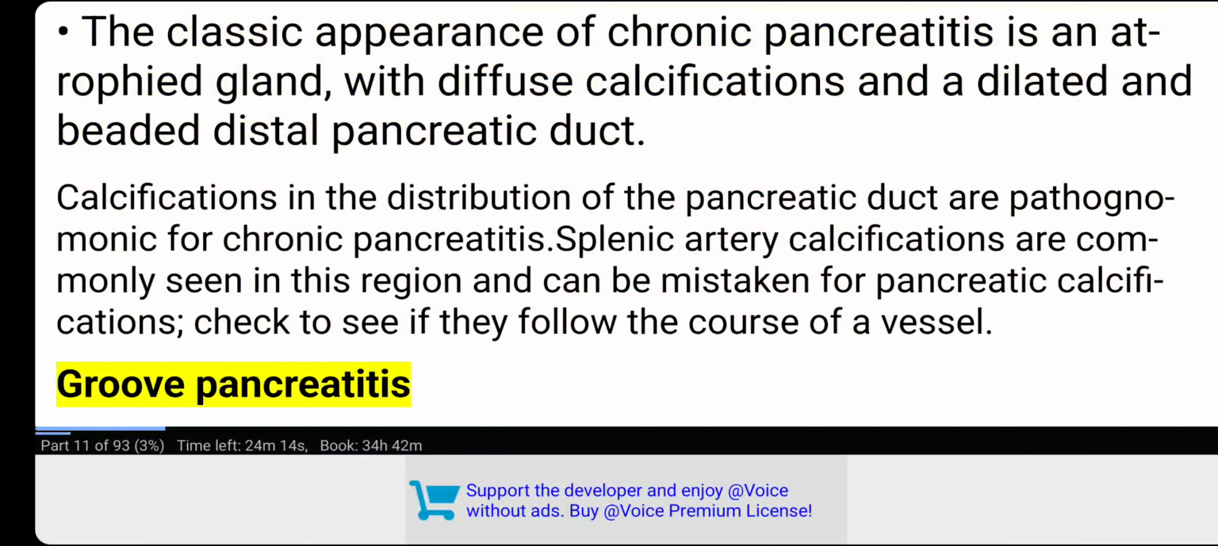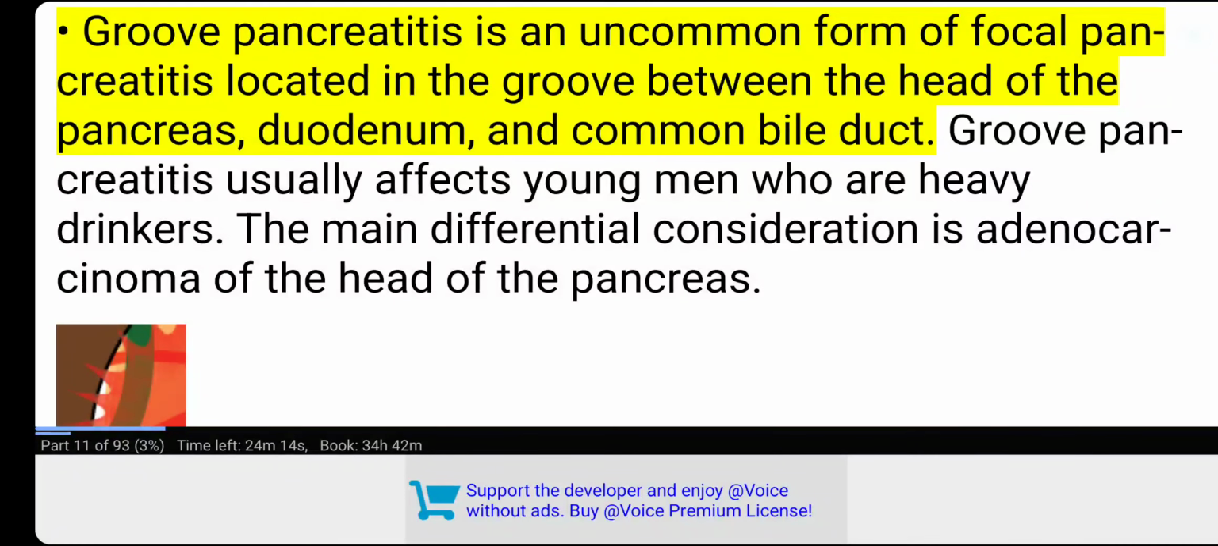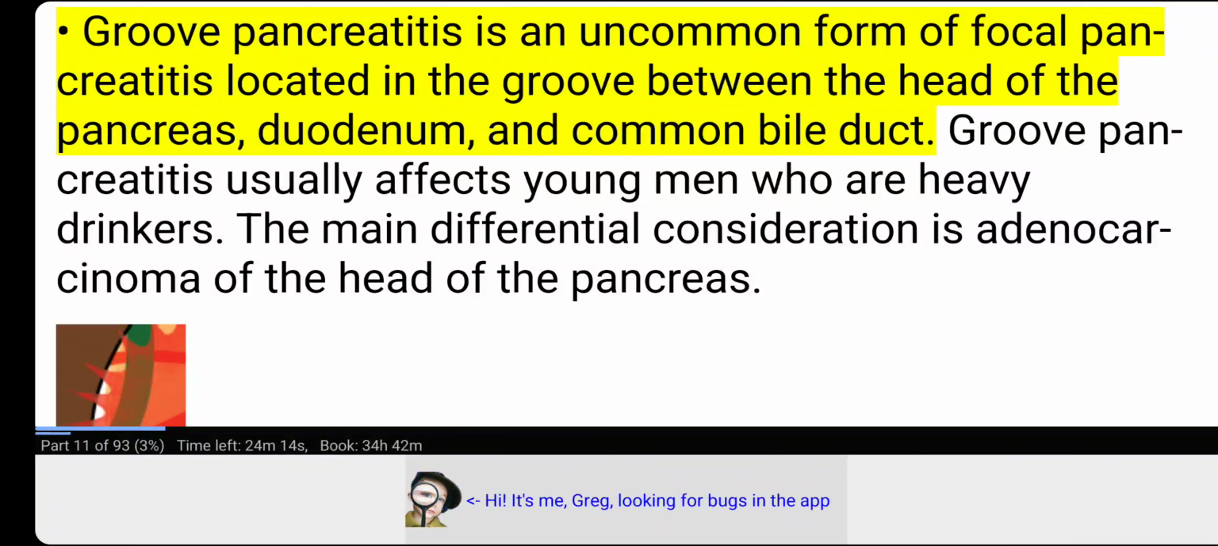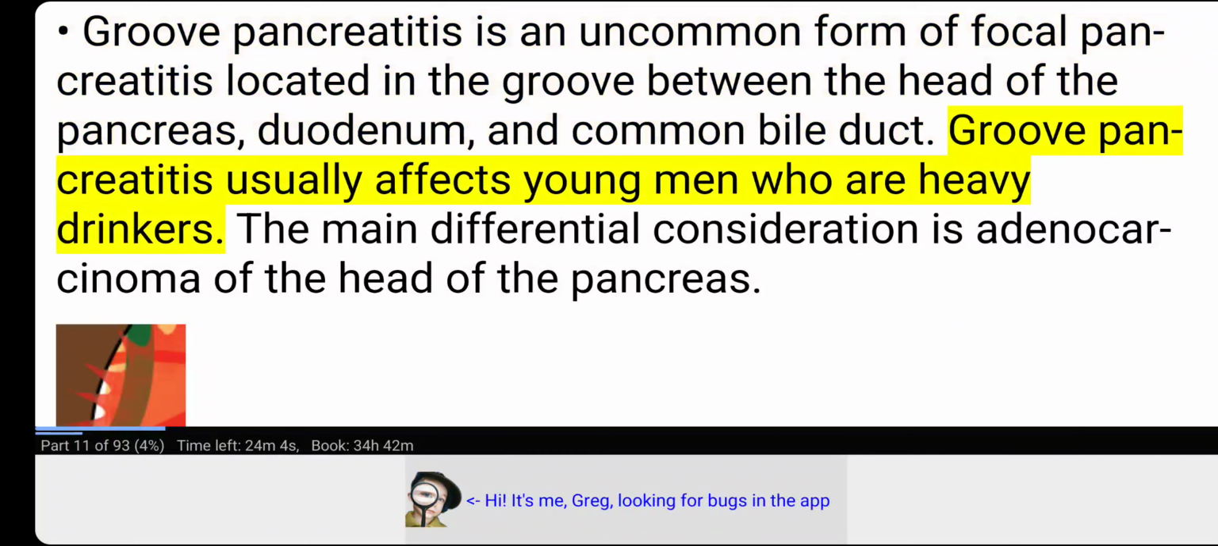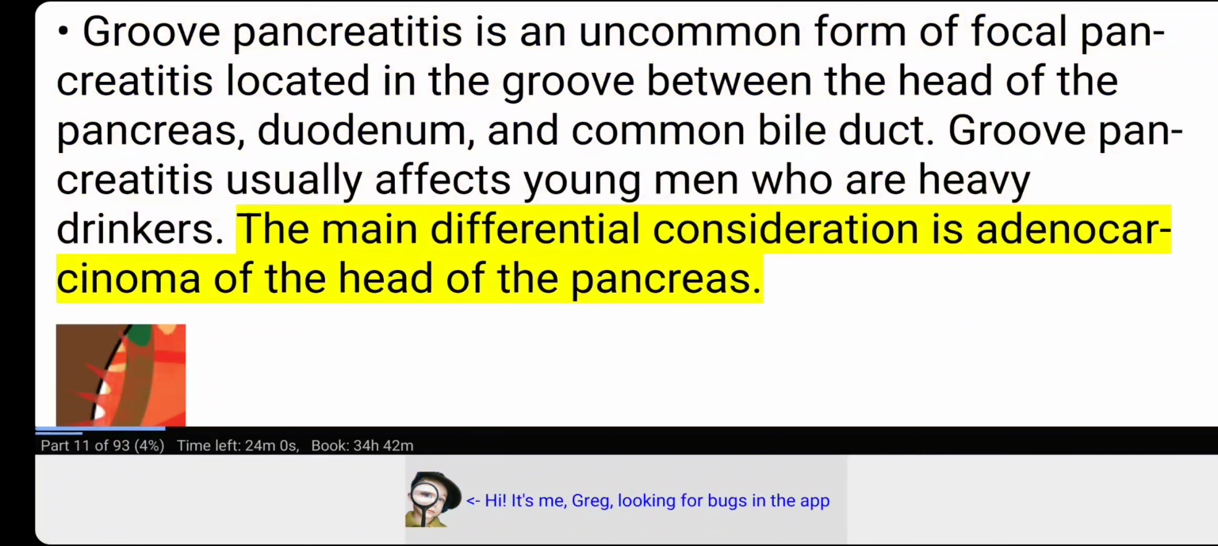Groove pancreatitis. Groove pancreatitis is an uncommon form of focal pancreatitis located in the groove between the head of the pancreas, duodenum, and common bile duct. Groove pancreatitis usually affects young men who are heavy drinkers. The main differential consideration is adenocarcinoma of the head of the pancreas.